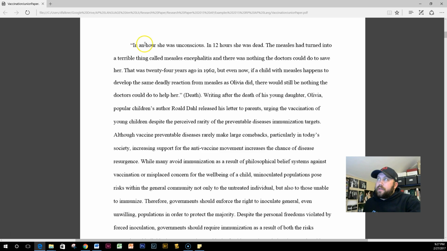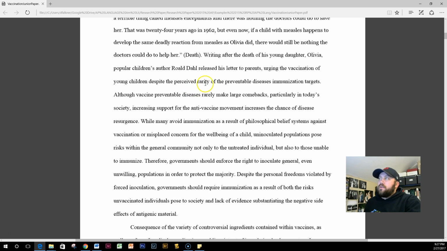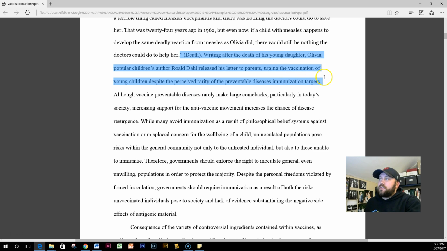And so when you read through this: in an hour she was unconscious, in 12 hours she was dead. The measles had turned into a terrible thing called measles encephalitis, and there was nothing the doctors could do to save her. That was 24 years ago in 1962. But even now, if a child with measles happens to develop the same deadly reaction from measles as Olivia did, there would still be nothing the doctors could do to help her. Then it goes on and again establishes this context.